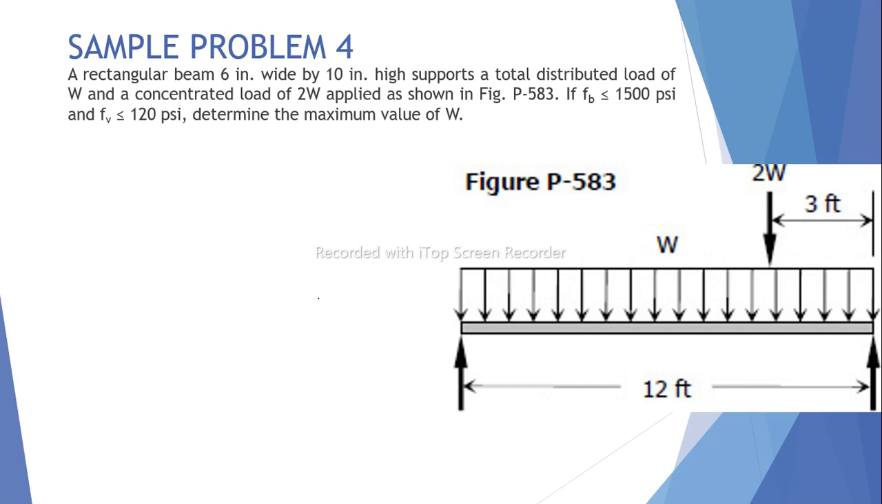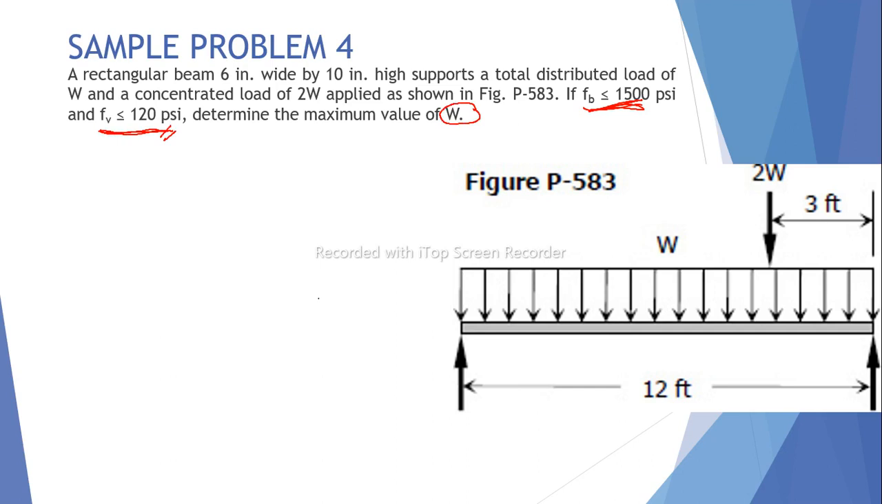If the bending, minimum bend, the maximum flexural stress allowed is 1,500 pounds per square inch. The maximum shearing stress is just 120 psi. Determine the W.